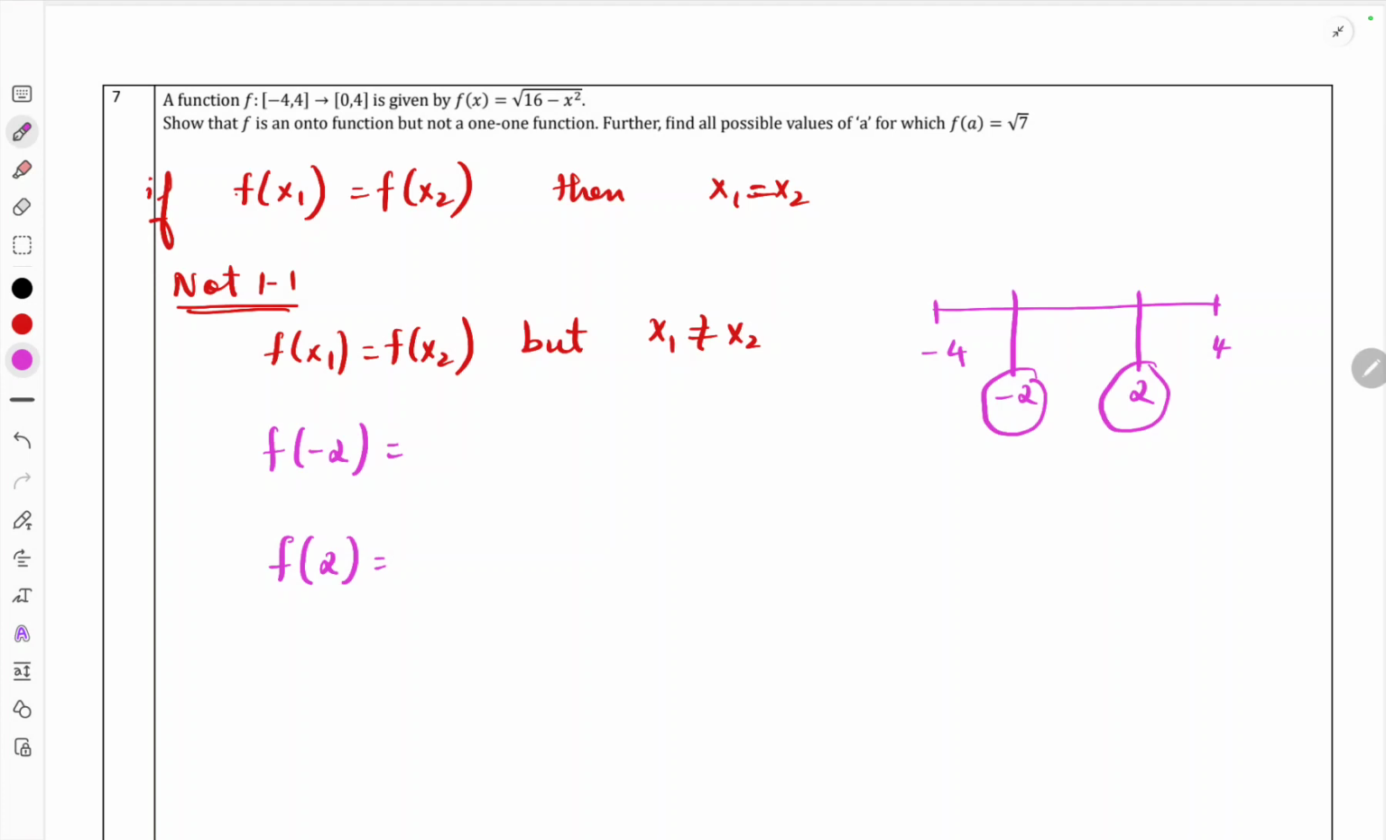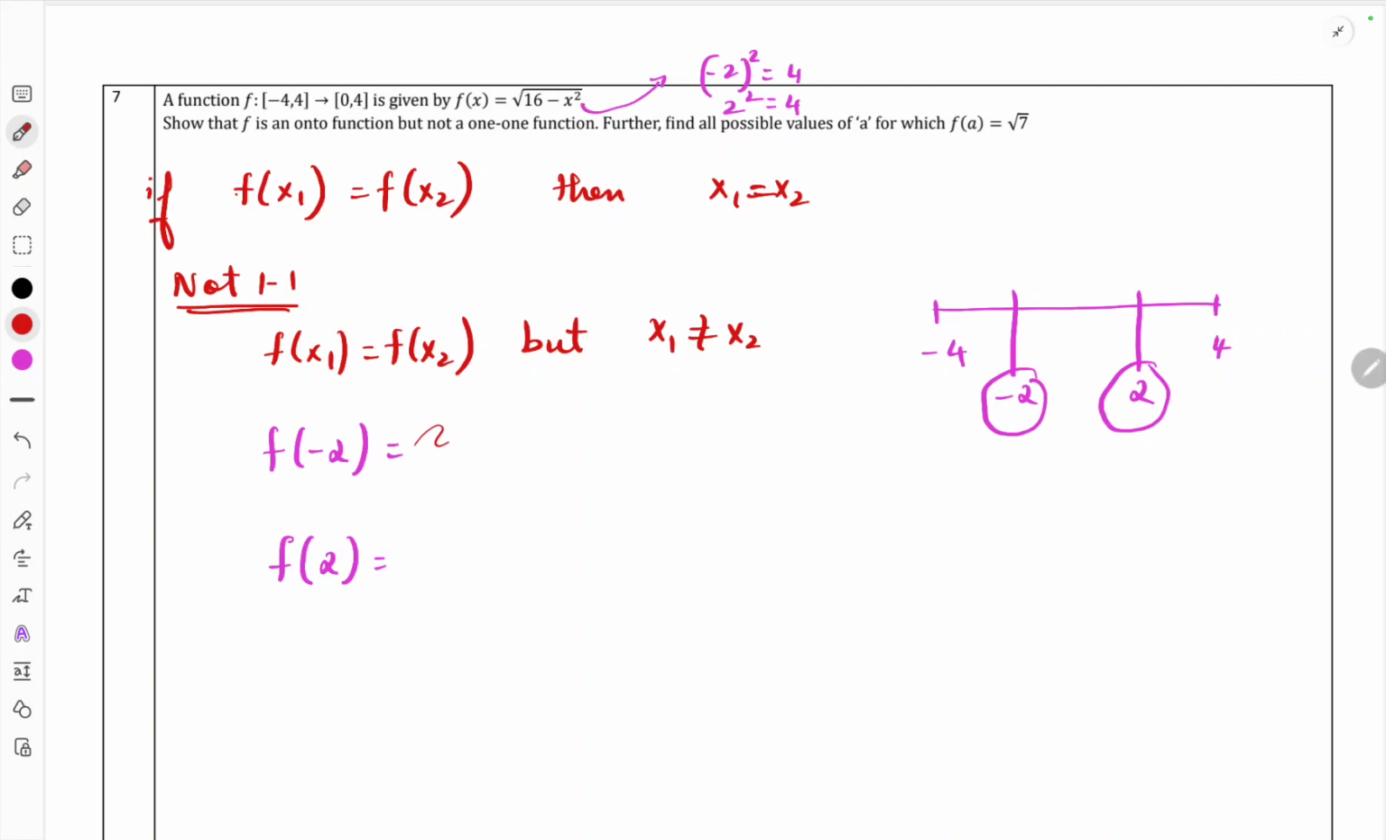The reason we are doing this is because the x square term is there. So minus 2 square is 4 and plus 2 square is also 4. So I am taking one number, the negative of that number and the positive of that number. I can take minus 3 and plus 3, minus 3.1 and plus 3.1, or minus 2.3 and plus 2.3. Any number, because it is a real number, so I can take fractions also.